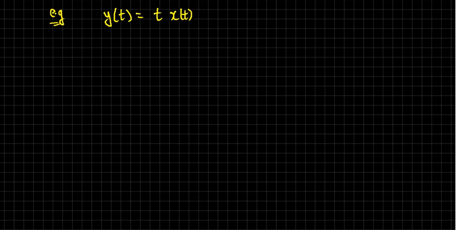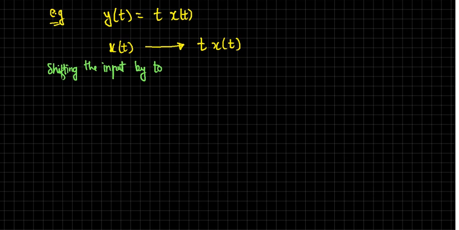Okay, let's see. For time invariance, what do we do? We take the original input x of t. It produces t into x of t. So this is the original input. If we shift the input by t naught, what does it give? x of t minus t naught. There is a shift in the input, right? What will happen? t x of t minus t naught. We have shifted the input. Now we need to see if the output also gets shifted by the same amount.